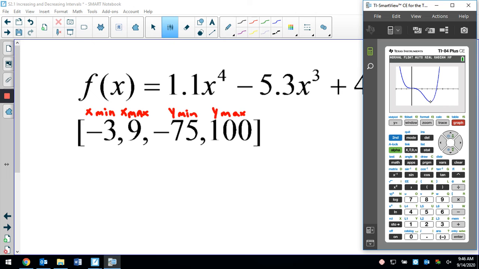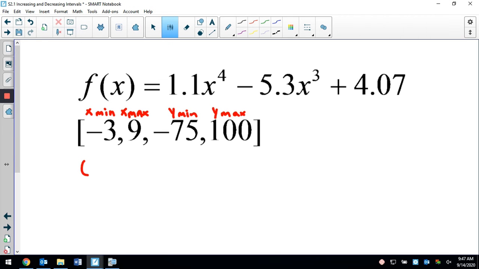We definitely have a minimum point, so let's find that. How do we find a minimum again? Right, we're going to hit second and trace, choose minimum. There's my blinking cursor. Is it to the left of that minimum? Yes, it is. Go ahead and hit enter. So now we're going to scroll it to the right, anywhere at the right, and hit enter again. And then we'll go back to get on top of it and take a guess, enter. And the minimum value is 3.61.